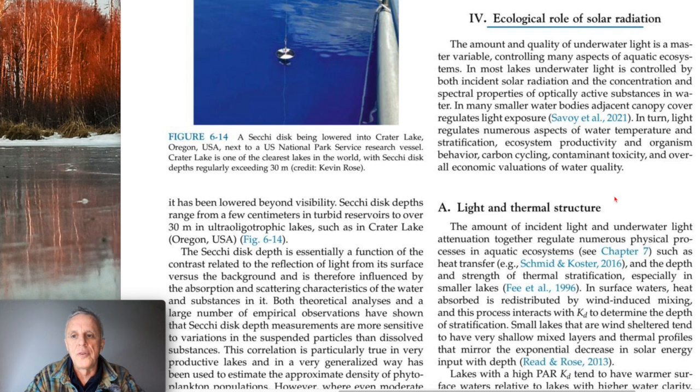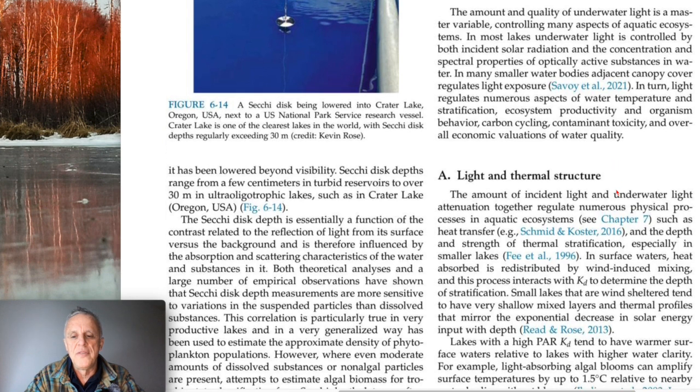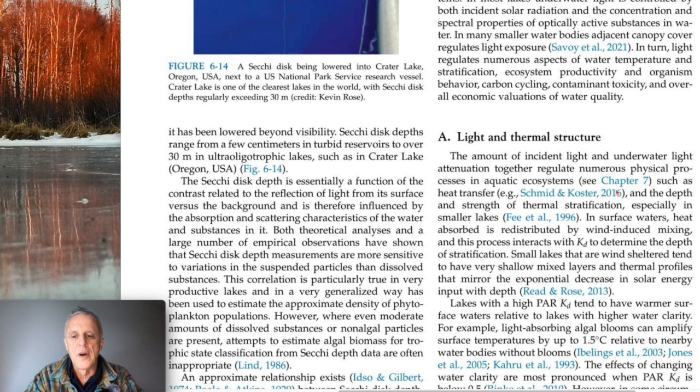Ecological role of solar radiation. The amount and quality of underwater light is a master variable controlling many aspects of aquatic ecosystems. In most lakes, underwater light is controlled by both incident solar radiation and the concentration and spectral properties of optically active substances in water. In many smaller water bodies, adjacent canopy cover regulates light exposure. In turn, light regulates numerous aspects of water temperature and stratification, ecosystem productivity, organism behavior, carbon cycling, contaminant toxicity, and overall economic valuation of water quality.